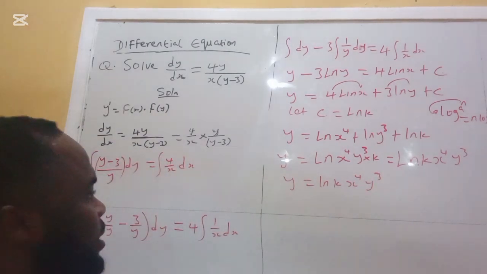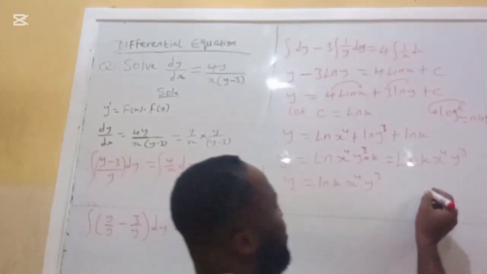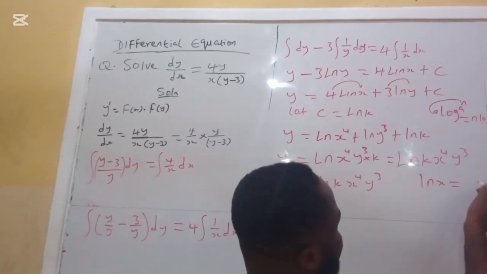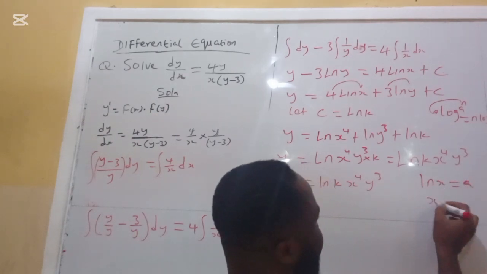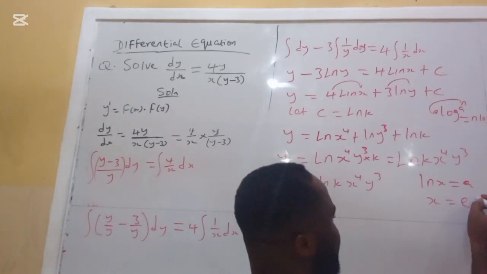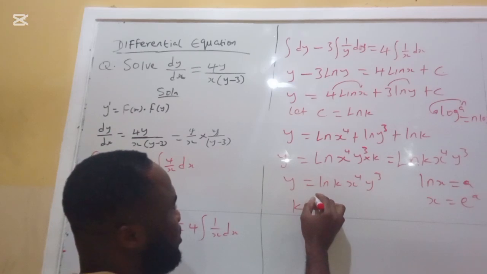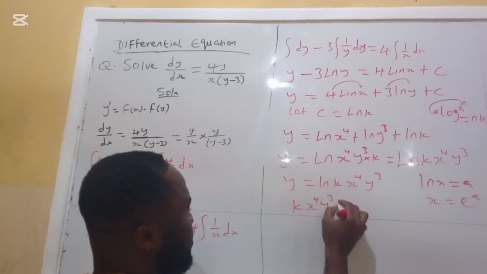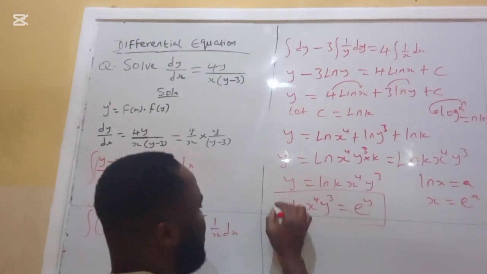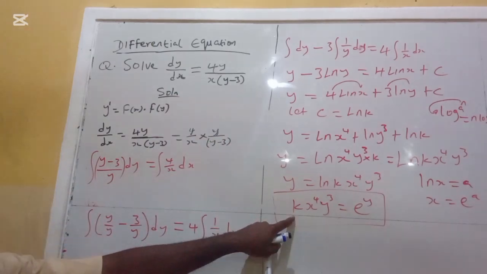Now remember that the base of this ln is exponential, because when we have ln x equals, let's say a, it simply means that x equals exponential raised to the power of a. So the same thing is applicable: k x raised to the power of 4 times y raised to the power of 3 equals exponential y. So this becomes the solution to this.